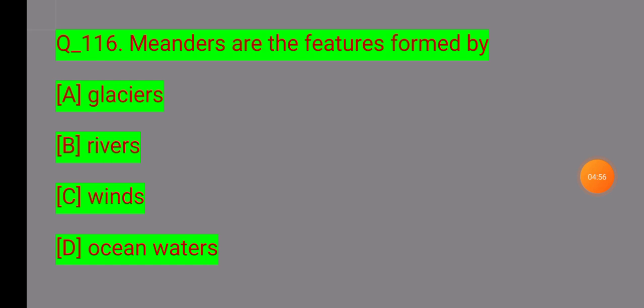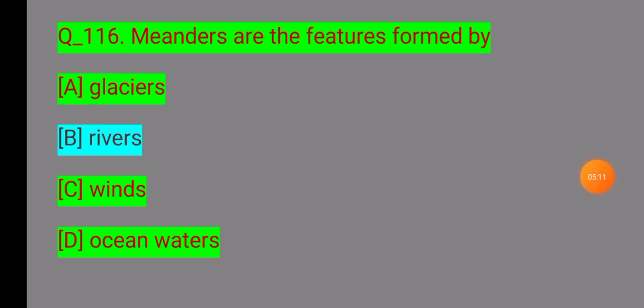Question 116 asks: the meanders are features formed by, which of these four options? Option B, river, the meanders are features formed by a river.